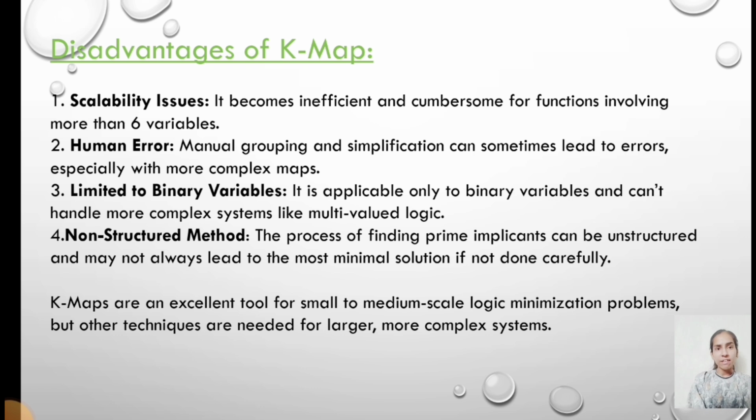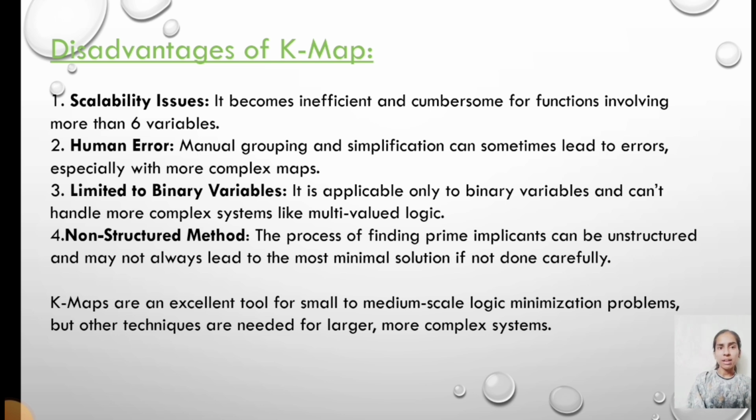Let us see the disadvantages of K-map. There are four disadvantages: scalability issues, human error, limited to binary variables, and non-structured method. Let us discuss the four. Scalability issues. It becomes inefficient and cumbersome for functions involving more than 6 variables. Second, human error. Manual grouping and simplification can sometimes lead to errors, especially with more complex maps.